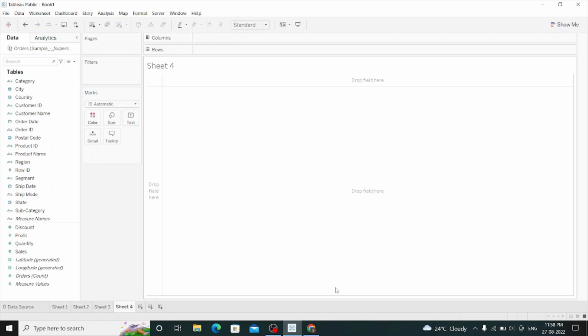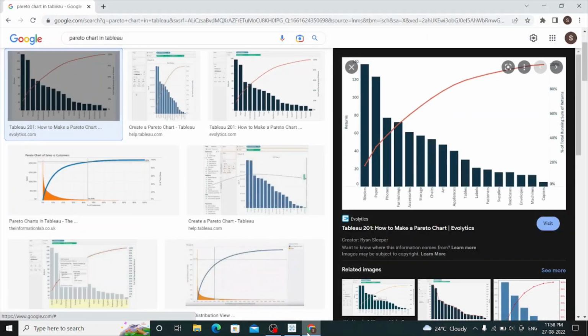Today I am going to show you all how to build a Pareto chart in Tableau. So let's see how a Pareto chart looks like. This is how a Pareto chart looks like.